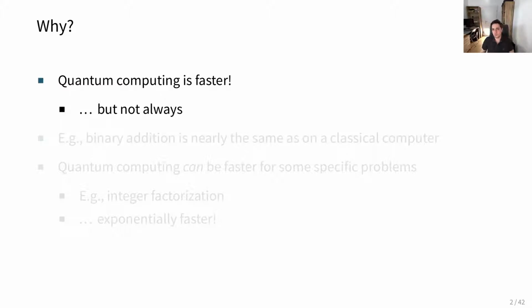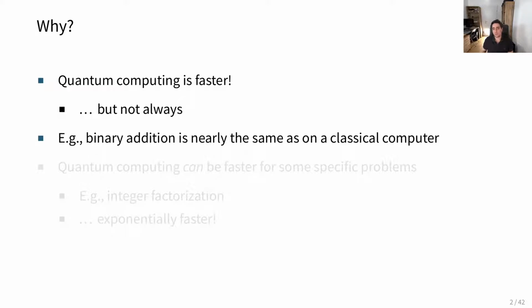There are some operations which are very similar on a quantum computer as they are on a classical computer. One example is addition, and more specifically binary addition. There are some tricks we can do with integer addition, for example with the carry bits and so on. But for binary addition and simple operations in general, a quantum computer is similar to a classical computer.